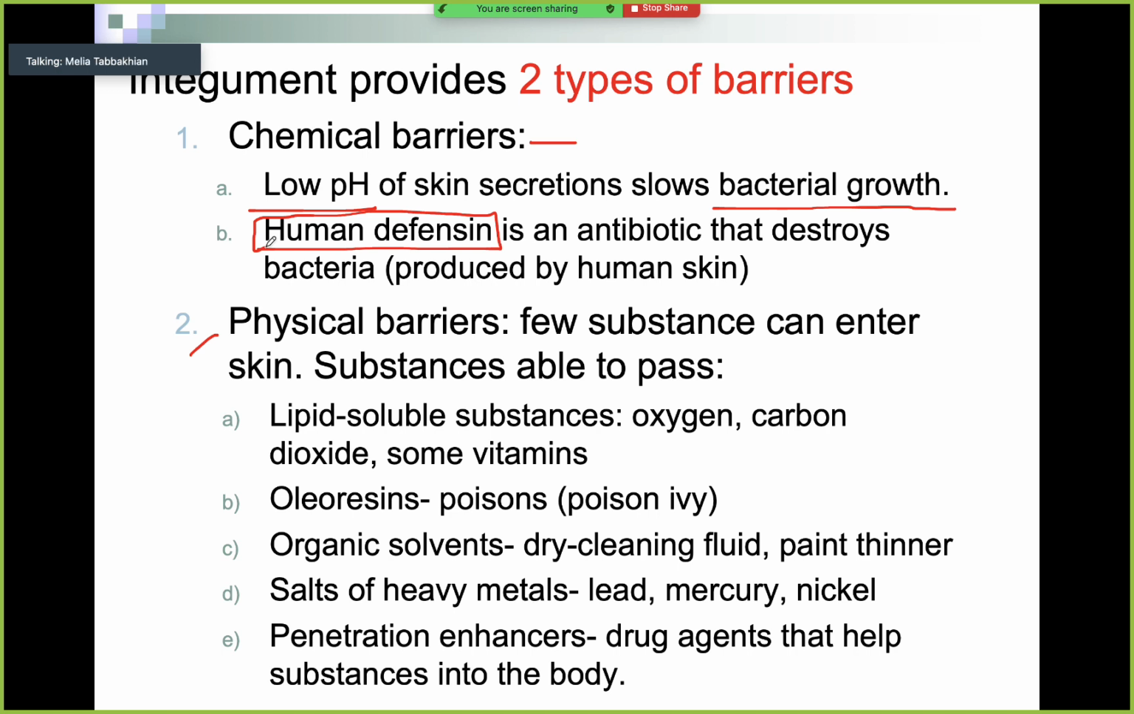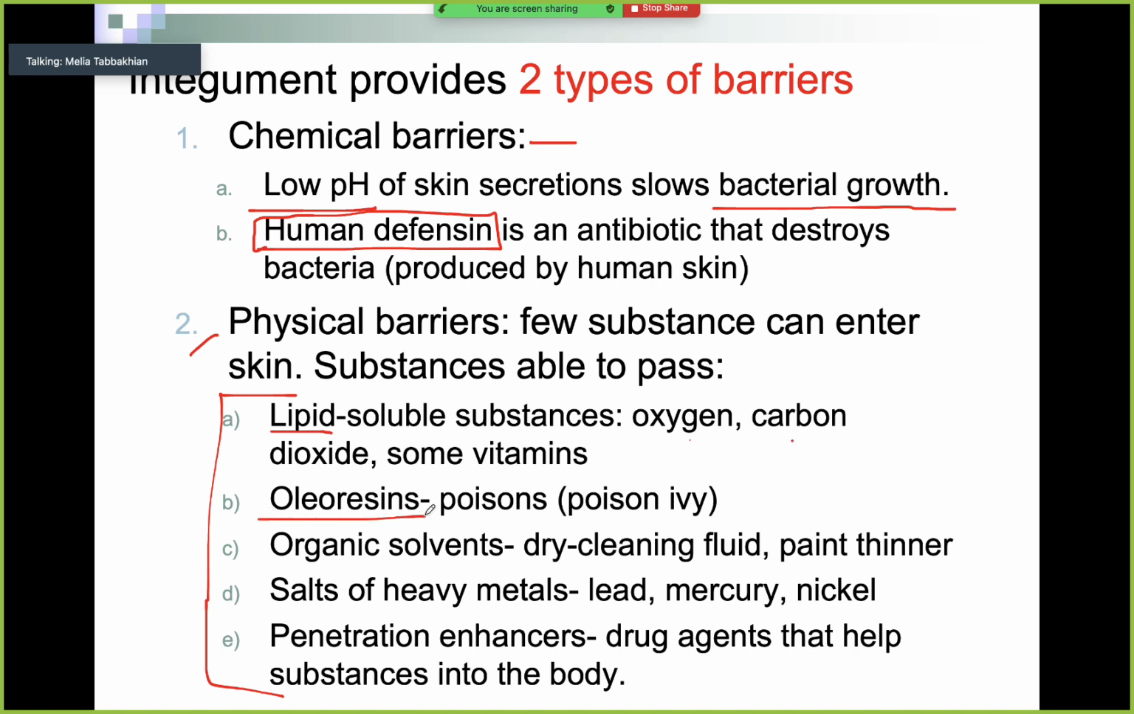The second type of barrier is a physical barrier. It literally physically separates your outside and your inside. It stops things from just absorbing into your body. For example, if I stick my hand into a glass of milk, is that milk going to absorb into my skin? No. However, there are a few things that can pass through that physical barrier. Lipids can pass through, like oxygen, carbon dioxide, some vitamins. These, although themselves not lipids, are lipid soluble. That means they're able to dissolve easily in hydrophobic solutions.